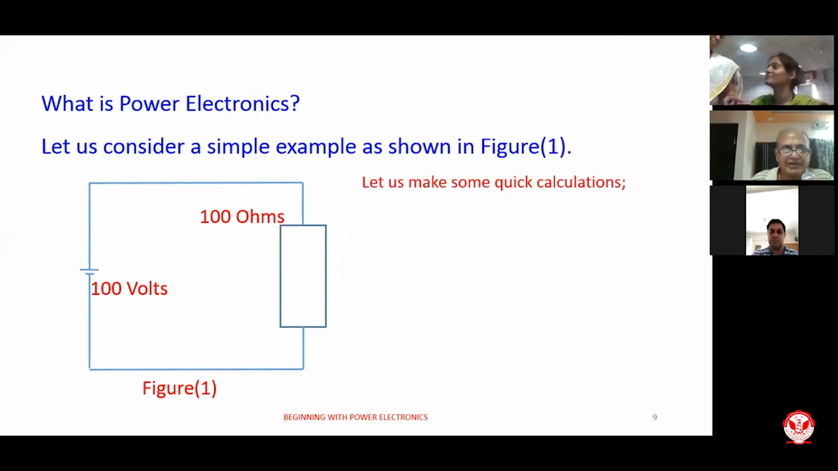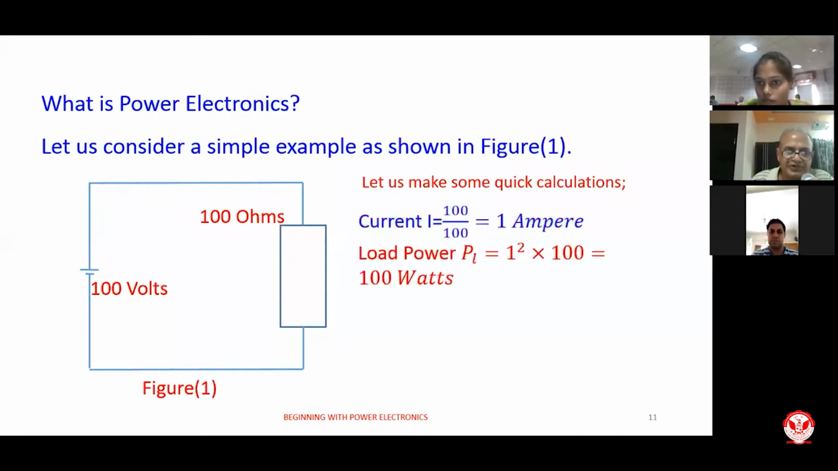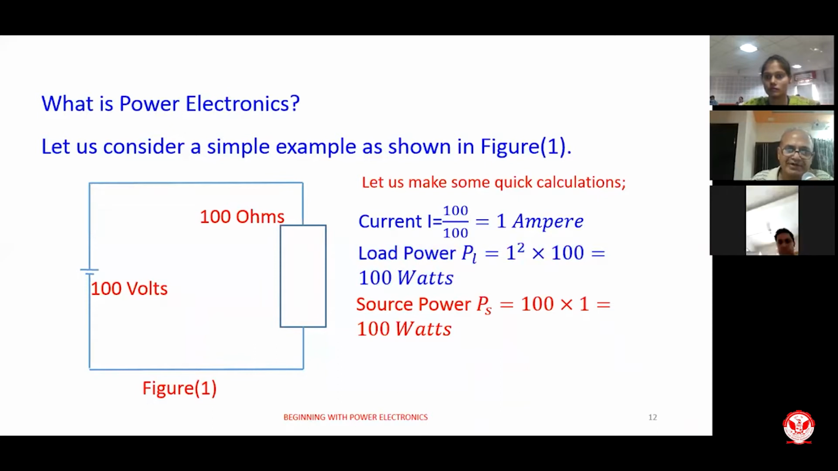Let's make some quick calculations. The current supplied to the load and the current delivered by the source are both the same, and the current can be easily found as 100 volts divided by 100 ohms, that is 1 ampere. The power received by the load, PL, is current squared multiplied by resistance, that is 1 squared into 100, which is 100 watts. The power delivered by the source, that is source voltage multiplied by source current, is 100 into 1, which is 100 watts. Fine, that's great.